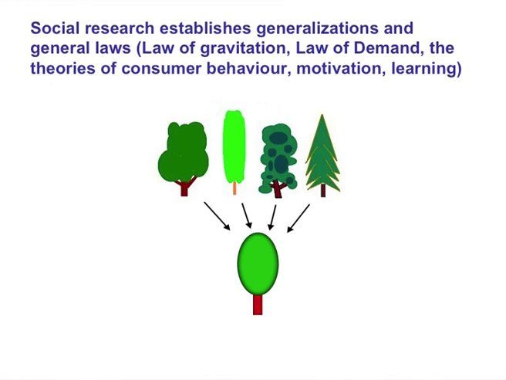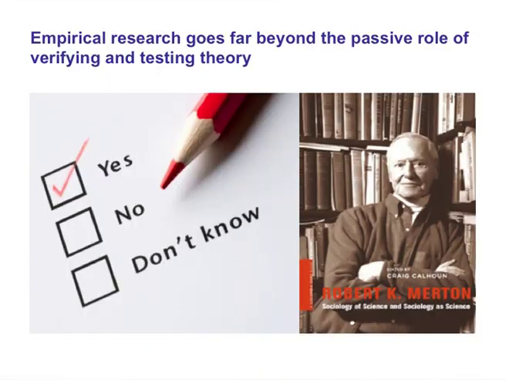Law of gravitation, law of demand, the theories of consumer behavior, motivation and learning are some examples of such generalizations, laws and theories. Fourth, social research verifies and tests the existing facts and theory, and these help improving our knowledge and ability to handle situations and events.